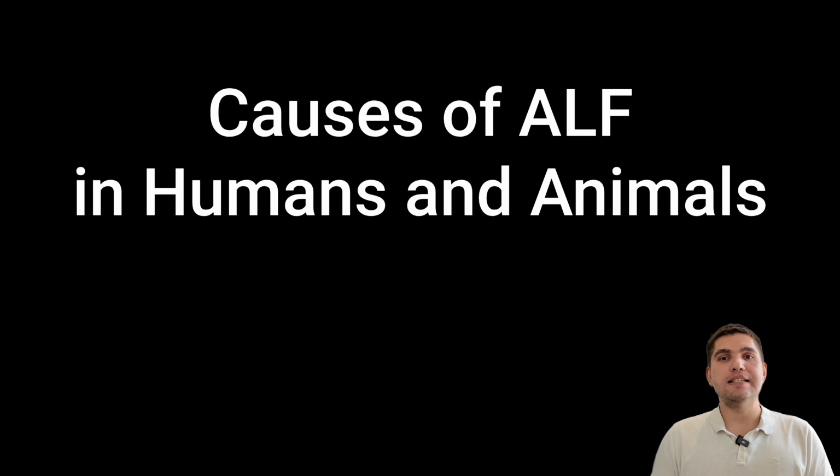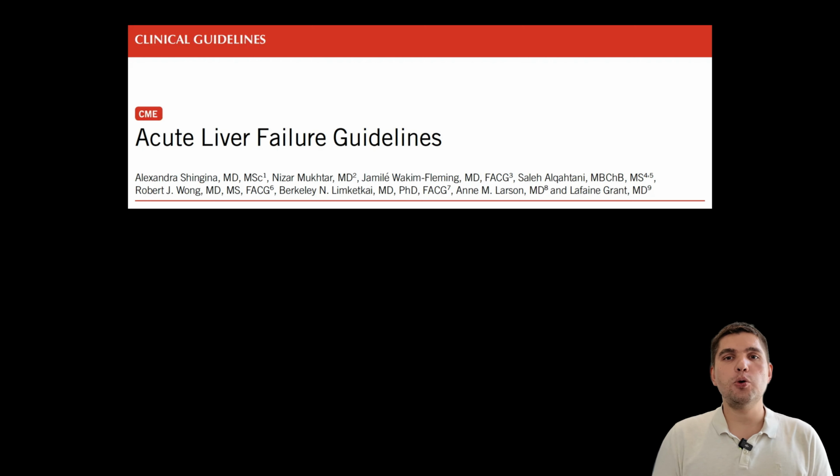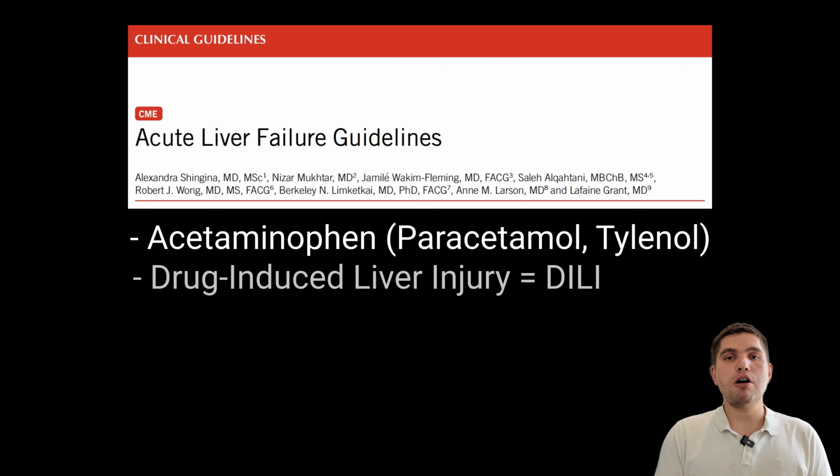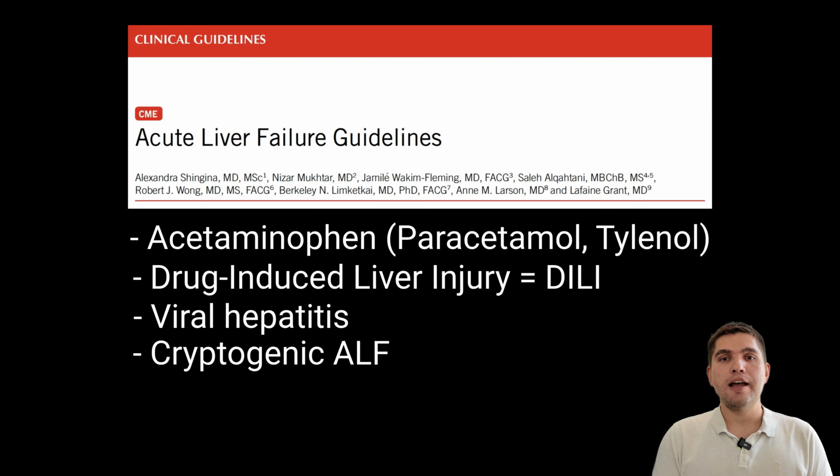Now that we've reviewed the diagnostic framework, let's look at common causes of ALF in humans and animals. According to the 2023 human guidelines, the most common causes in humans include the following: acetaminophen toxicity, drug-induced liver injury or DILI, often secondary to idiosyncratic drug reactions other than acetaminophen, viral hepatitis, and so-called cryptogenic ALF, where no cause is identified.